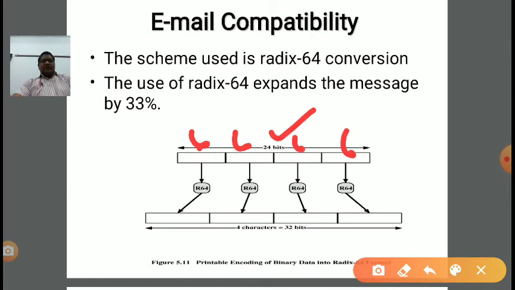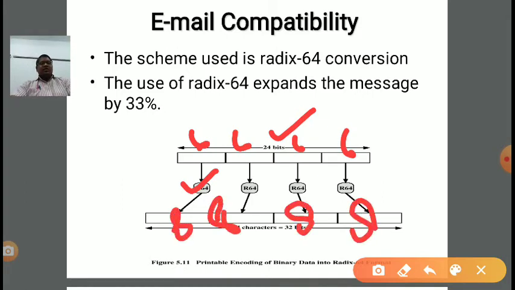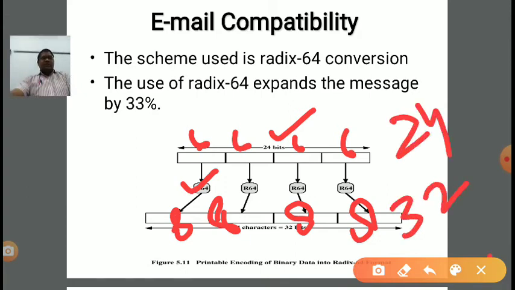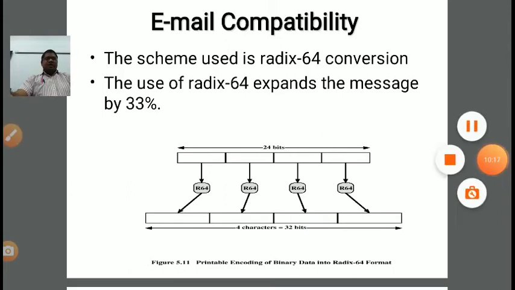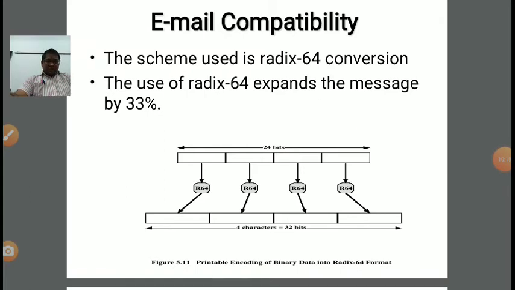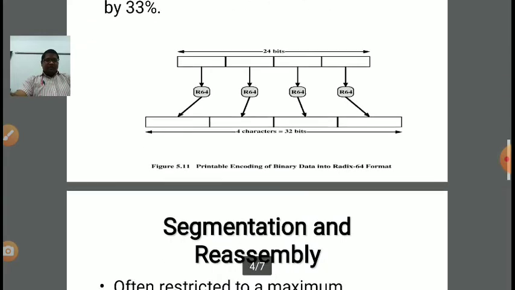Now at every part we apply R64. By applying R64, the size increases by 33%, which means it converts 6 bits into 8 bits. Similarly for the second, third and fourth. So initially 24 bits, now converted into 32 bits. 32 bits is the final expanded size. Clear? So we are using printable encoding of binary data into Radix 64 format, right?